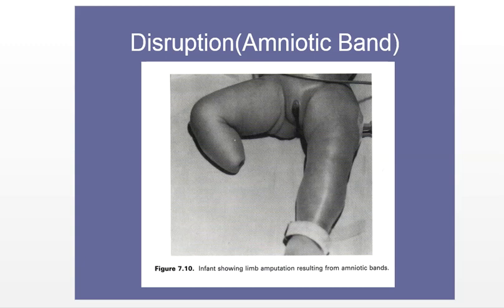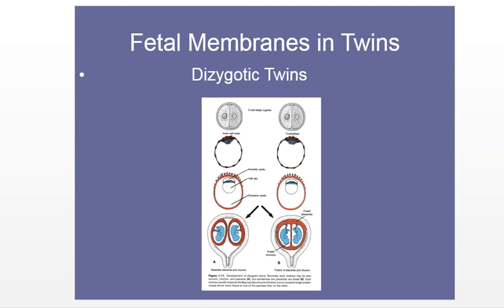And the final thing that I want to talk about is the placenta and fetal membranes in twins. The frequency of multiple gestations, it means, for example, twins and triplets, has increased substantially in recent years and now accounts for over 3% of all live births in the United States.